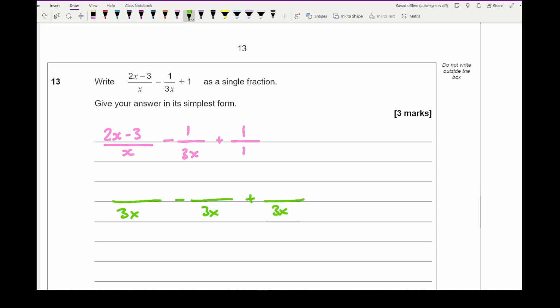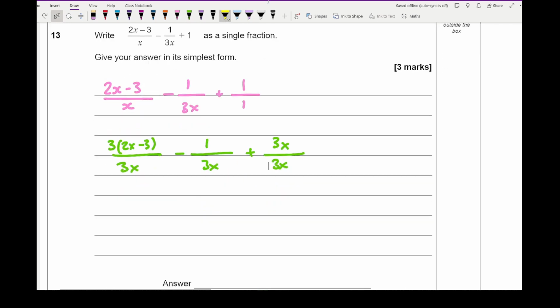So multiplying to get this first fraction as a denominator of 3x, you need to multiply that by 3. So it's going to be 3 lots of 2x minus 3. This second fraction is absolutely fine because that's already got a denominator of 3x. And then the last fraction, I need to write that as 3x over 3x. Then if I look at the numerator of all of those, because I've now got a common denominator, I just want to do the maths on that. So I end up with expanding the brackets. I get 6x minus 9 minus 1 plus 3x. And that's all over 3x.